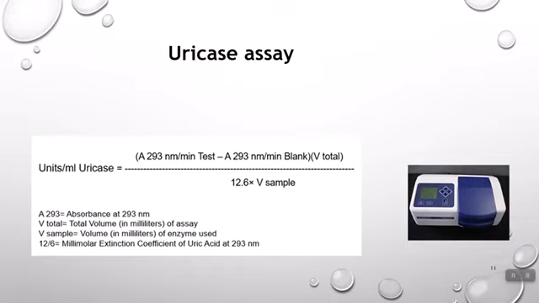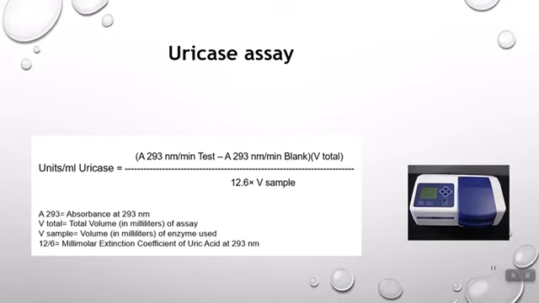75 microliters of uric acid in boric acid buffer was added to 3 milliliters of boric acid buffer of pH 9, and then 20 microliters of supernatant containing uricase, which was obtained by centrifuge, was added. For the blank, instead of enzyme solution, 20 microliters of buffer was used.